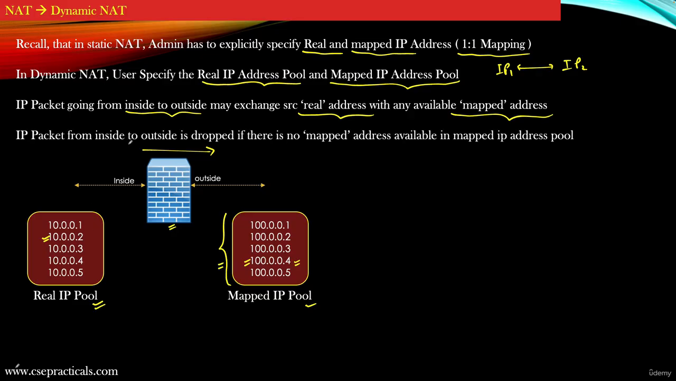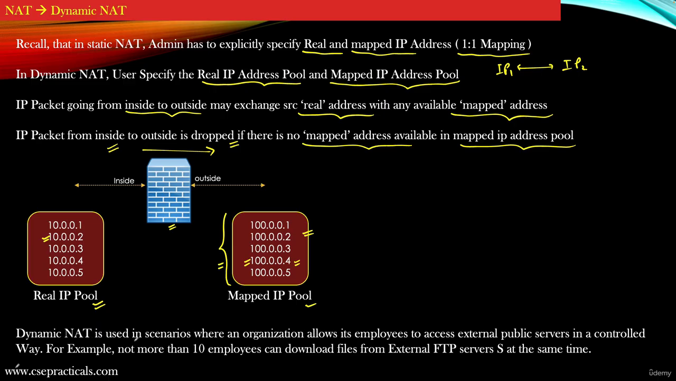And any IP packet which is going from inside to outside will be dropped if there is no mapped address available in the mapped IP address pool. So let's say that all the IP addresses specified in the mapped IP address pool have already been mapped with some real IP addresses present in the real IP address pool, and there is no mapped IP address available in the pool anymore. In that case, the packet will be dropped, right? Because the device cannot perform network address translation on that packet because the mapped IP address is not available anymore.